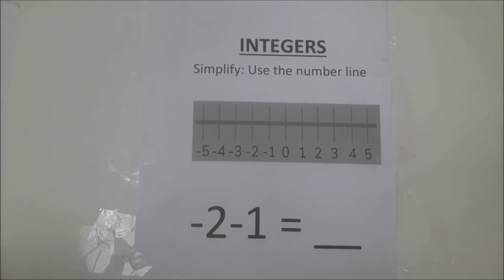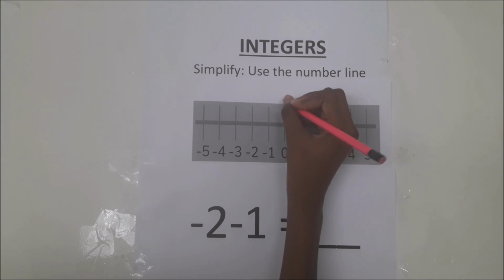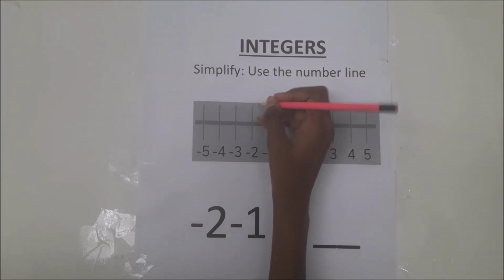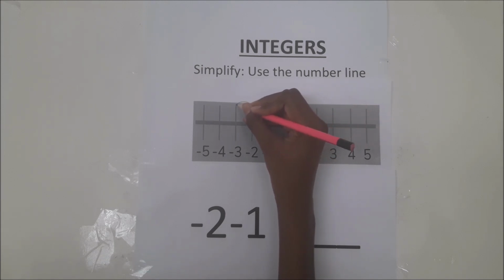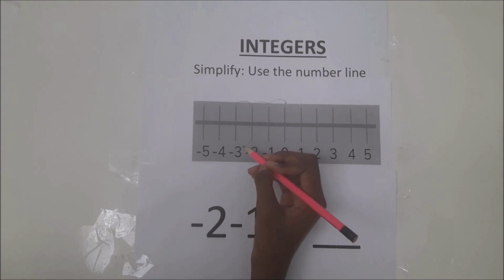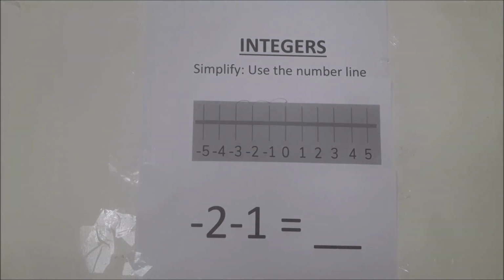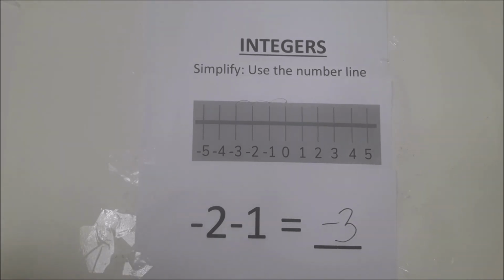Okay, read what you have, Raphael. Negative 2 minus 1. Go to the number line. Start at 0, then go 2 steps to the left. 1, 2, because negative 2 is a negative number. Then go 1 more step to the left because negative 1 is a negative number. Negative 2 minus 1 is negative 3. Very good.